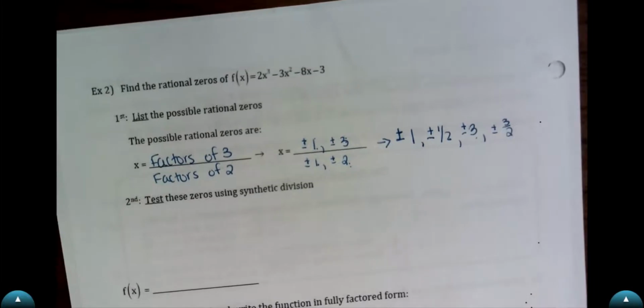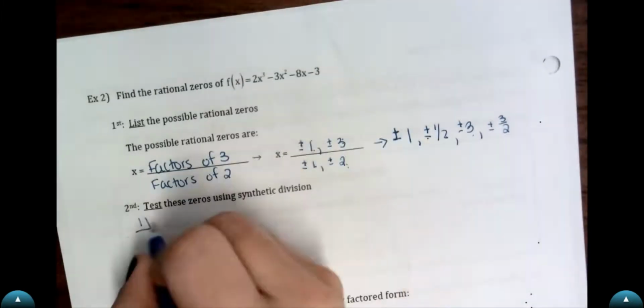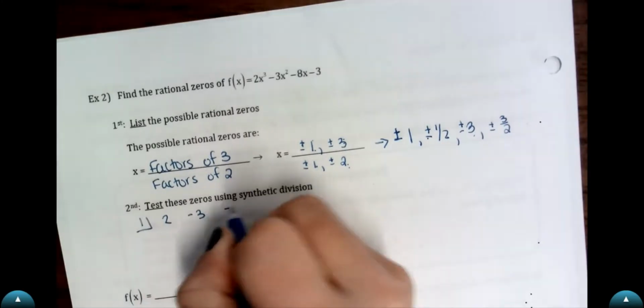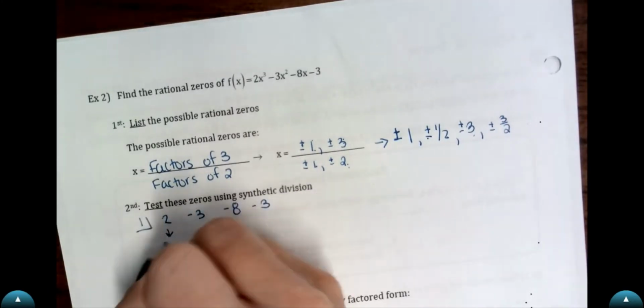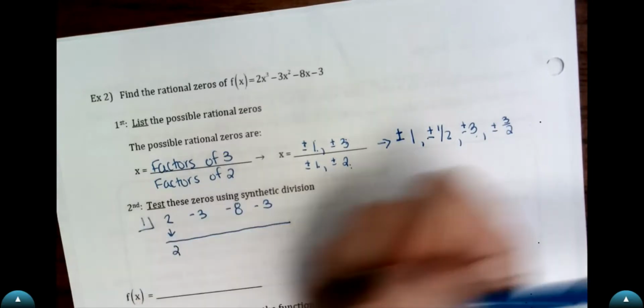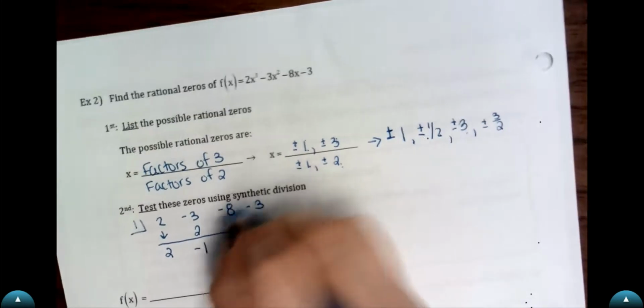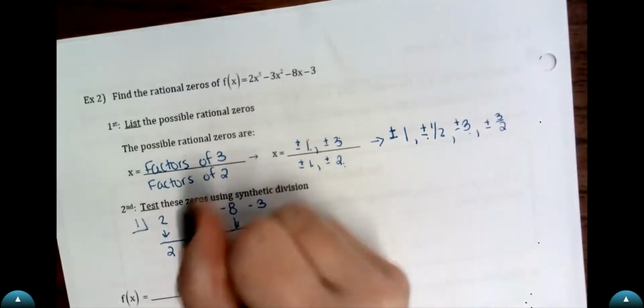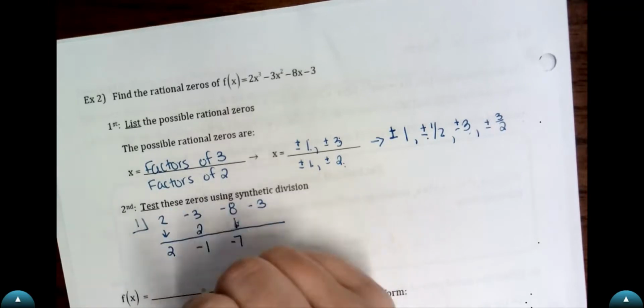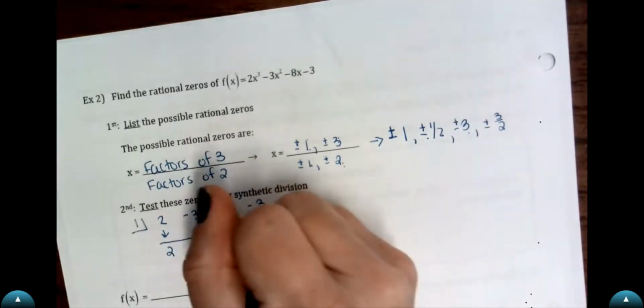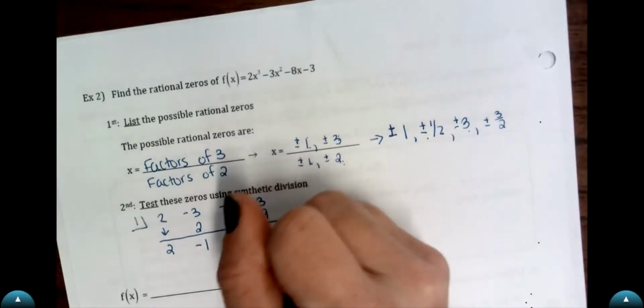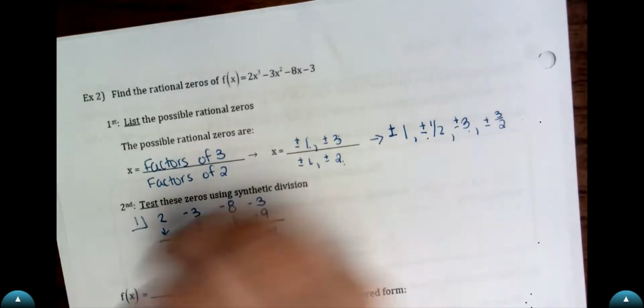And now we're going to start testing some zeros because we want to find ones that work. So I prefer to start with 1 and negative 1, but it's really up to you. So 2 times 1 is 2, negative 1. Negative 1, looking at the 2 from before, negative 7. No, negative 1, sorry, negative 9. 1 times negative 9 is negative 9, so I'm going to get a negative 12 as a remainder, not a factor.